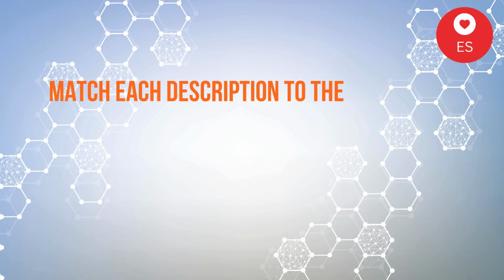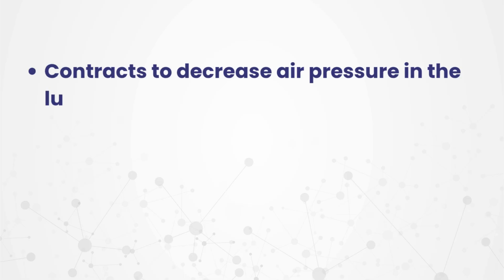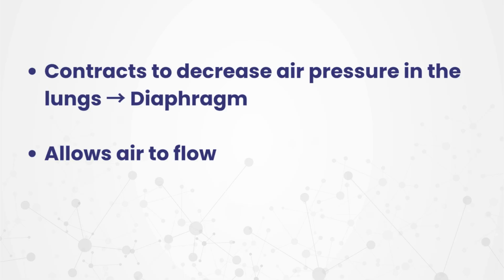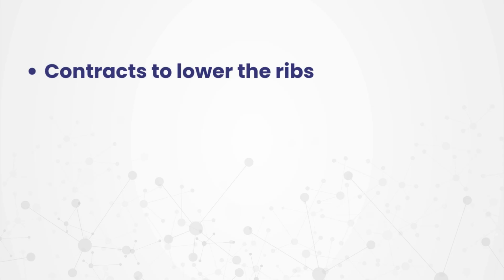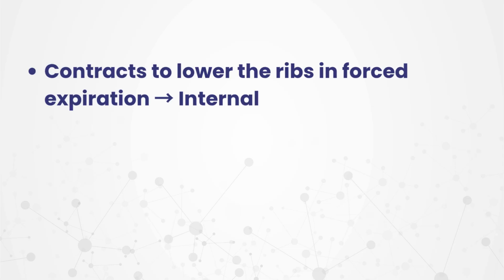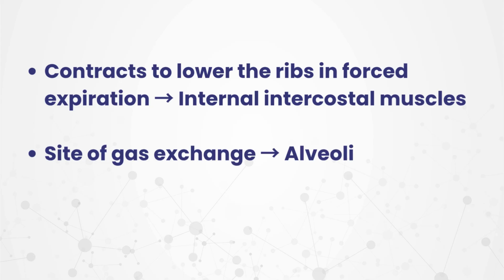Match each description to the correct part of the human gas exchange system. Contracts to decrease air pressure in the lungs. Answer is diaphragm. Allows air to flow between the larynx and the lungs. Answer is trachea. Contracts to lower the ribs in forced expiration. Answer is internal intercostal muscles. Site of gas exchange. Answer is alveoli.